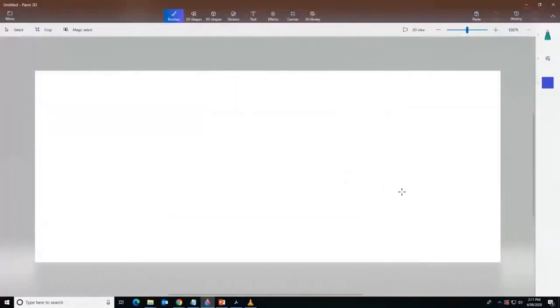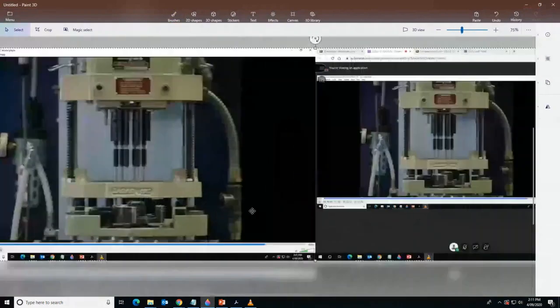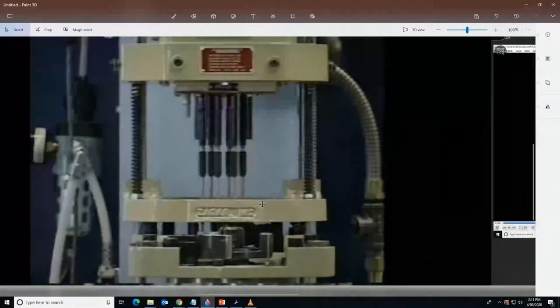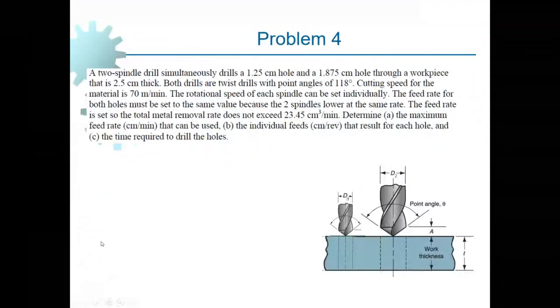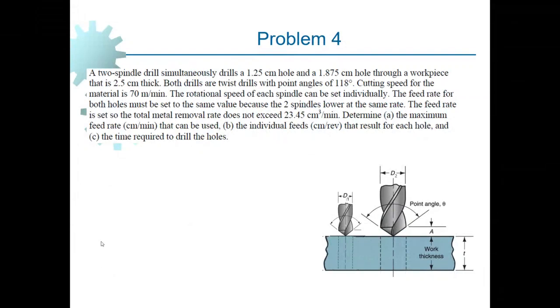This is the scenario where we are dealing with a multi-spindle head. As you can see, this is a multi-spindle machine. It has a number of spindles, and each one of these spindles is holding a cutting tool, and a number of holes are being produced at the same time. So this is the scenario in the given problem we are considering in this Tute session. There is a two-spindle drill simultaneously drilling two holes.